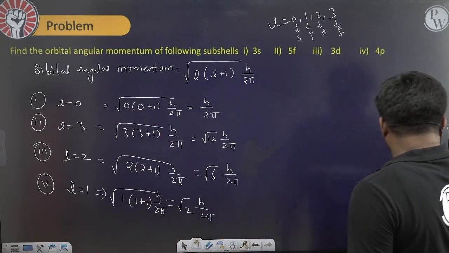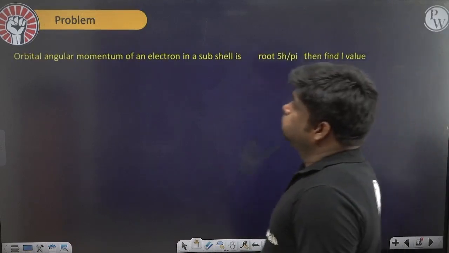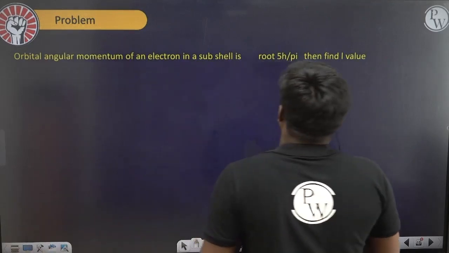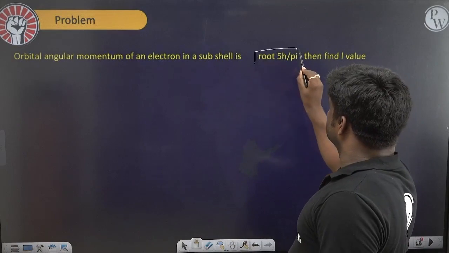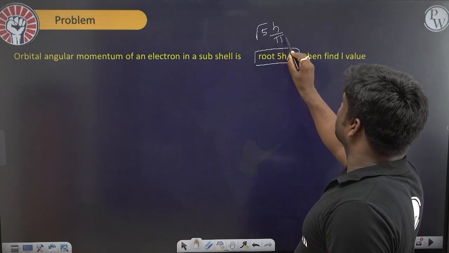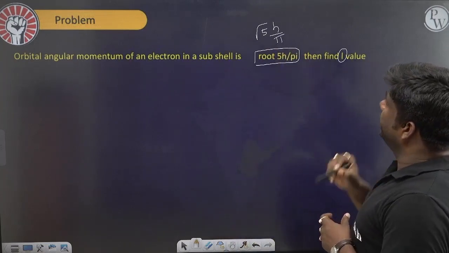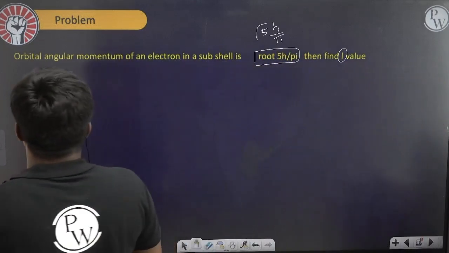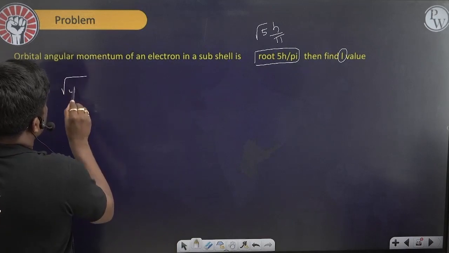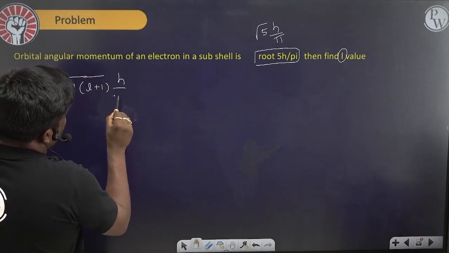And the next one is: the orbital angular momentum of an electron in a subshell is root 5 h by pi. Then find the L value. The orbital angular momentum formula is what? Orbital angular momentum is under root L into L plus 1 into h by 2 pi.